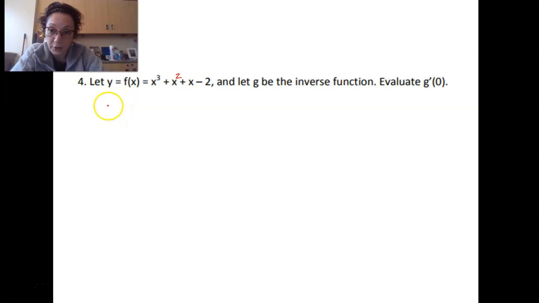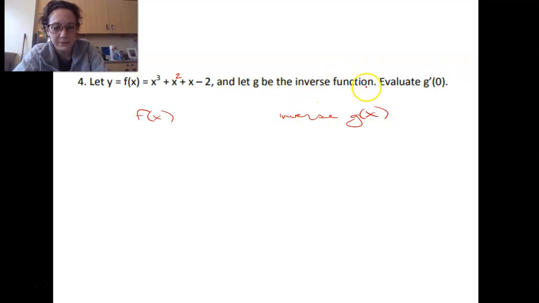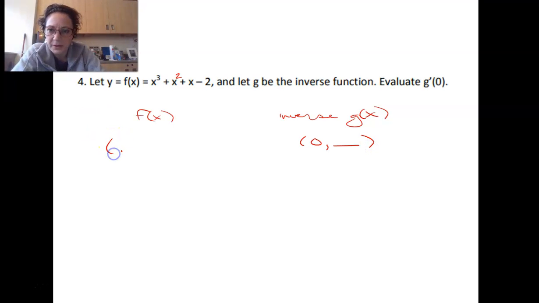Okay. So look, I need g prime of 0. So here's f of x. And here's my inverse that we're calling g of x. Okay, g is the inverse of f. So they want g prime of 0, so they're saying the point 0, comma, something. All right, that means over here we have something, comma, 0. So I need to figure out what this value is.